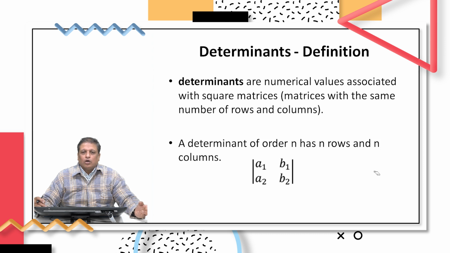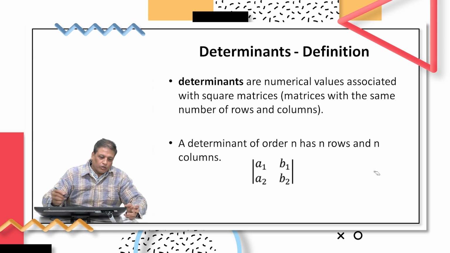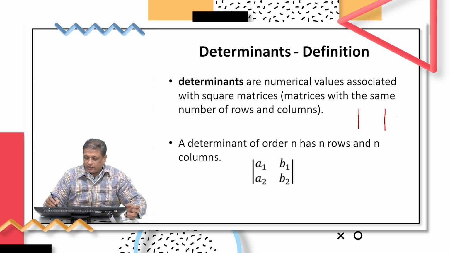Those who are at the very elementary level may be confused about what we mean by rows and columns. Now, say determinant. These parallel lines are the representation of the determinant, as you can see over here. The horizontal lines represent the rows, and the vertical lines represent the columns.